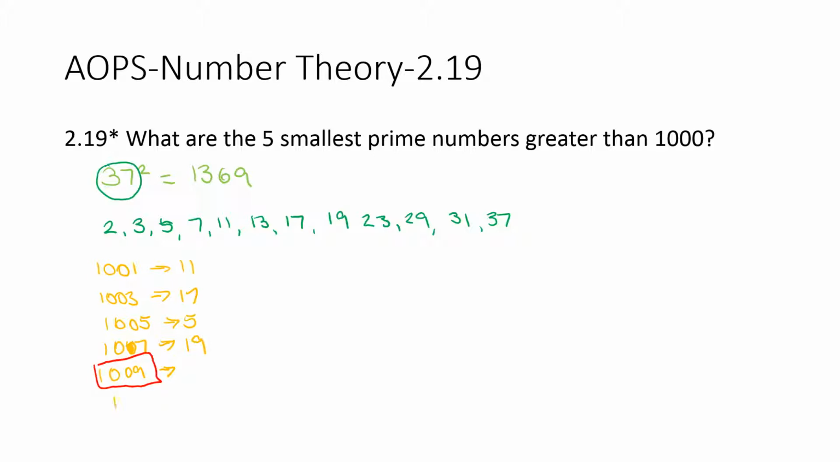And 1011 is divisible by 3. 1013 is also divisible by none of them, so it's also a prime number. And 1015 is divisible by 5. 1017 is divisible by 3. 1019 is divisible by none of them.